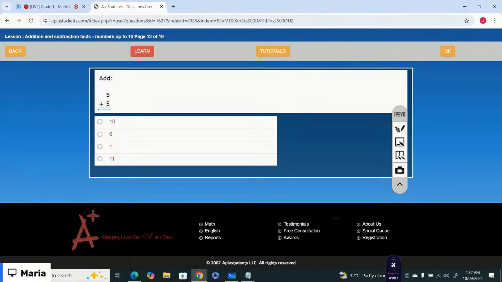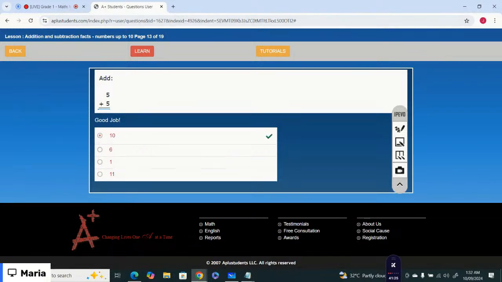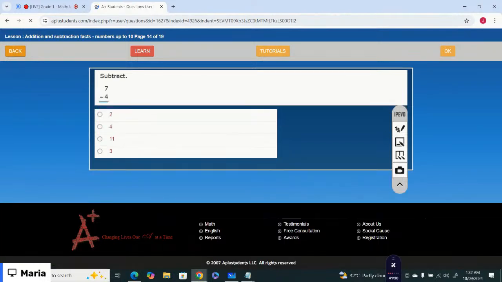The next one is add 5 plus 5, which is the correct option? Yes, that is 10. So, the correct option is 10. So, okay, you can complete the lesson by yourself later today. Let me just move on to next lesson.